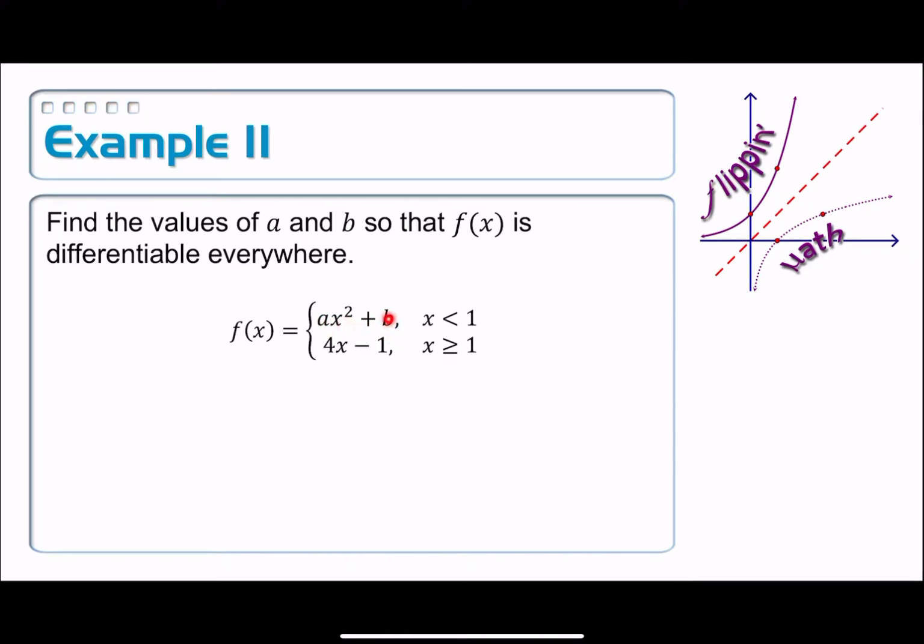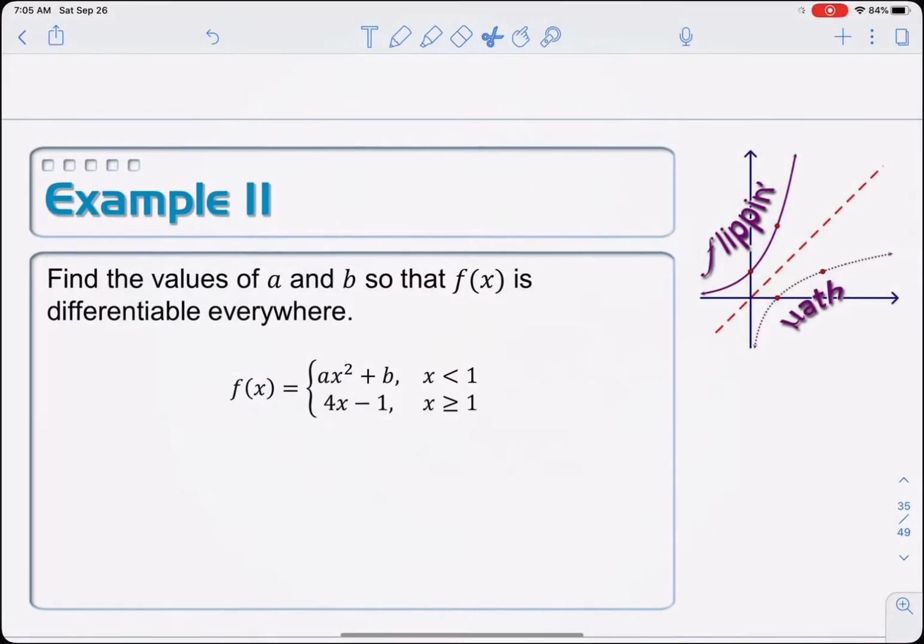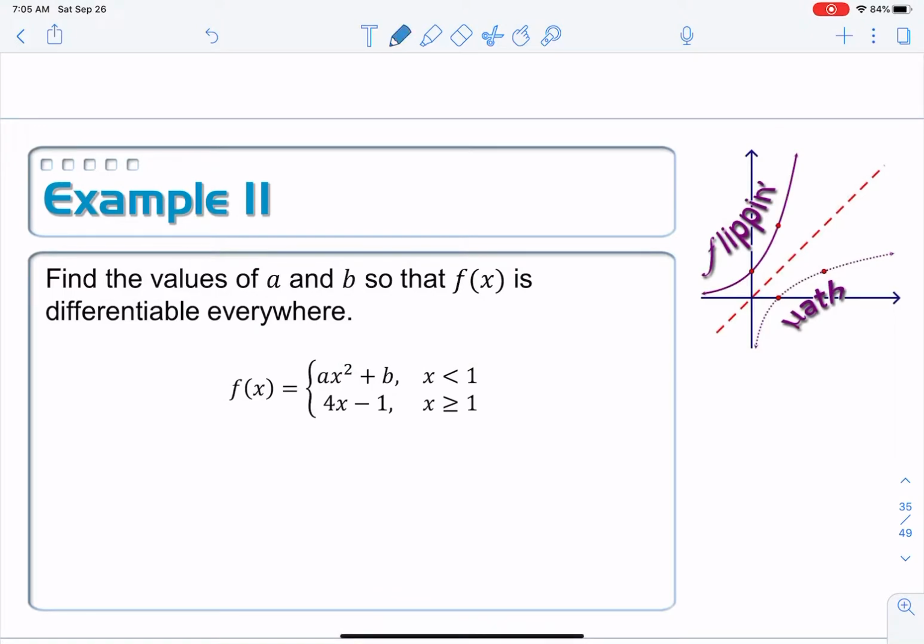Well, a parabola, a quadratic equation, is going to be differentiable everywhere. There's no sharp turns. There's no vertical tangent line. There's no discontinuities. And the same thing is true for this linear function that's down at the bottom, which means that the only place where it could possibly not be differentiable is right here at 1, where the two pieces join up. Well, do they even join up? That's a good question. As a matter of fact, that's the first thing that we have to contemplate. Do these things join up?